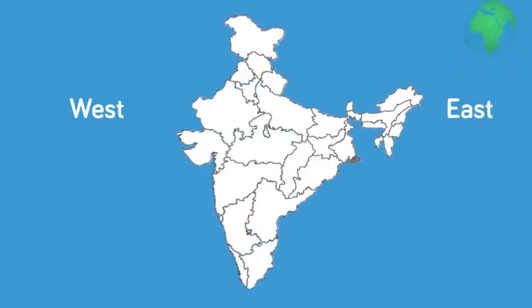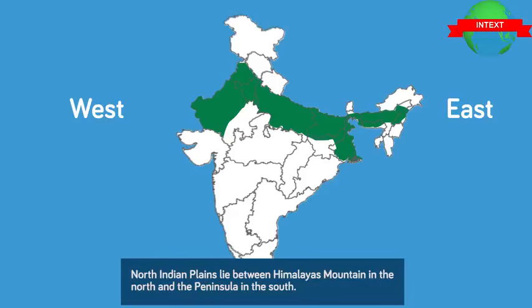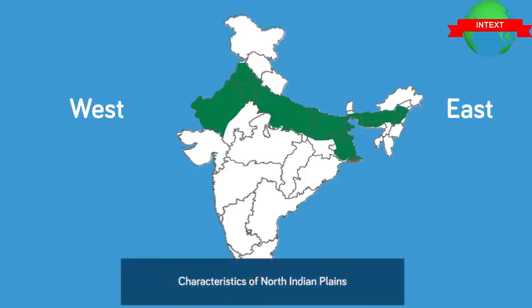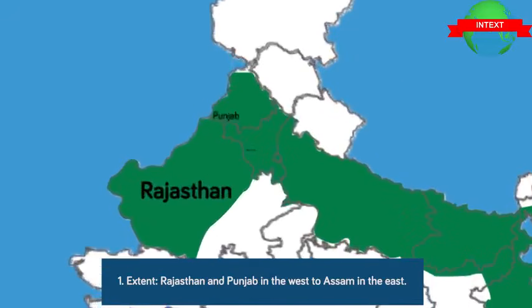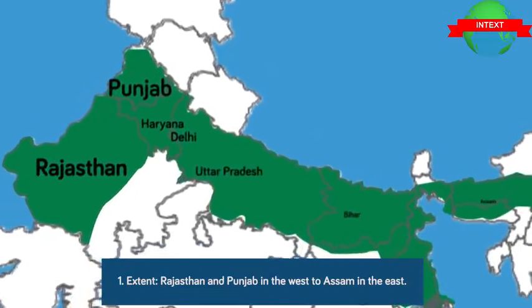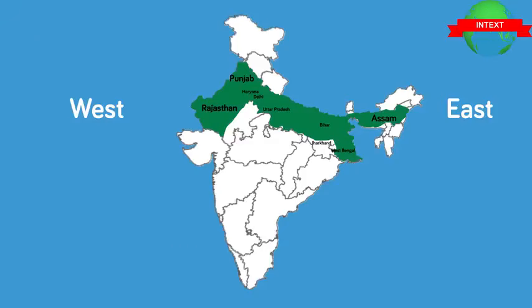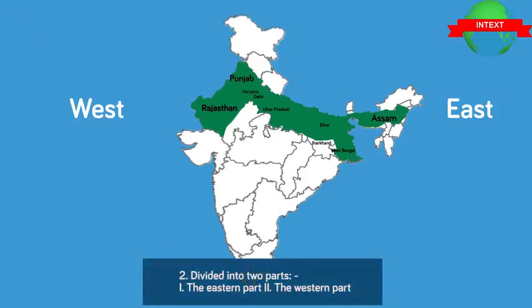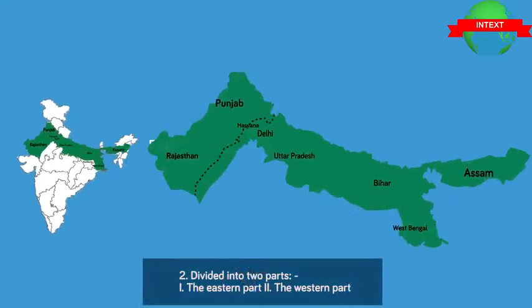We will now look at the North Indian Plains and its characteristics. The North Indian plains lie between Himalayas in the north and the peninsula in the south. Let's go through the characteristics of the North Indian plains. 1. It extends from Rajasthan and Punjab in the west to Assam in the east. It is mostly a flat low-lying area. 2. The North Indian plains are divided into two parts, the eastern part and the western part.